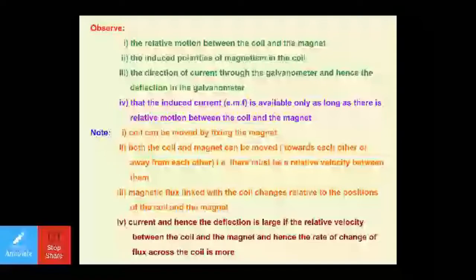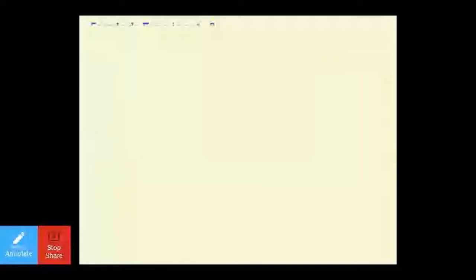Let us talk about the next point. The fourth point here is that the current, and hence the deflection, is large if the relative velocity between the coil and the magnet, and hence the rate of change of the flux across the coil, is more. It simply indicates that if the motion is more, motion meaning relative motion between the coil and the magnet, flux will be more. Right?